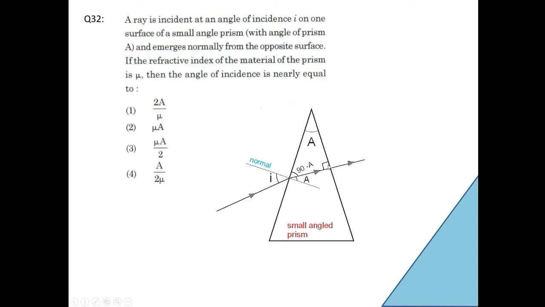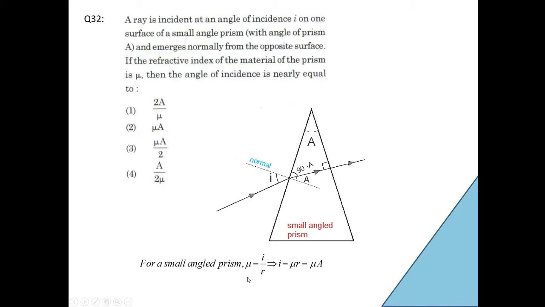So this is 90, and you see this triangle here. This is A, this is 90, so it has to be 90 minus A, because this is normal, these two angles should add up to 90. This is 90 minus A, so this has to be A. A is nothing but the angle of refraction. Angle of incidence is I, angle of refraction is A.